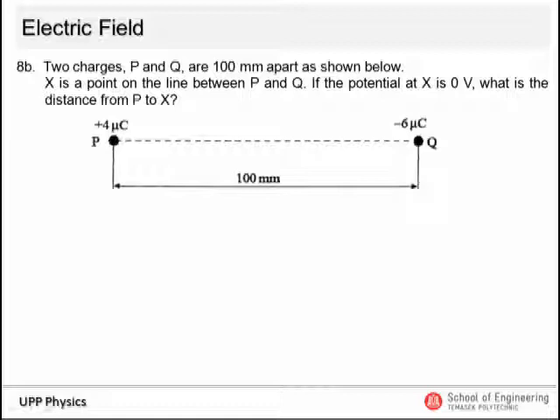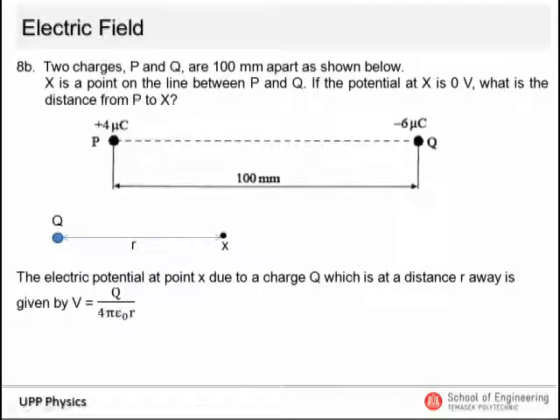So let's say we have a charge Q and a point X, and this point X is at a distance R from charge Q. Then, if we were to move a positive 1 coulomb from infinity to this point X, the work done is called the electric potential, and it is calculated by this formula, where V is the electric potential, which is the work done to move a unit positive charge from infinity to this point X, where X is a distance R from charge Q.